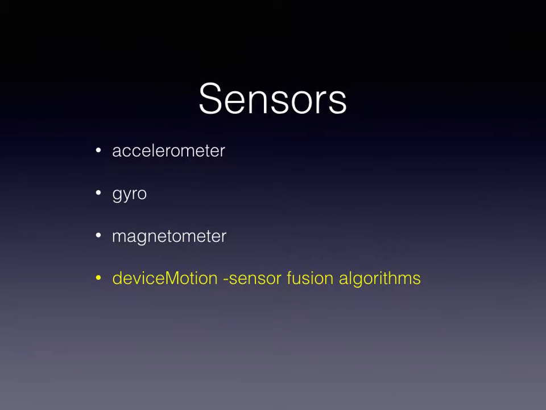Just to quickly review, there's an accelerometer, a gyro, and a magnetometer. The demo in part 1 focused on acceleration and the gyro. The implementation uses device motion.